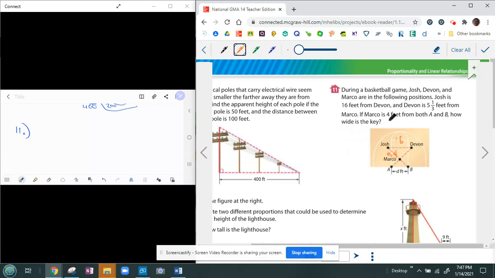All right. If Marco is 4 feet from both A and B, how wide is the key? So that's this distance here. I'm not sure if you know what a key is, but we're looking for D. I like to start with that and put D, and what it corresponds with is 16. And since we went from smaller triangle to bigger triangle, we'll go smaller triangle of 4, and that corresponds with the 5 1/3. Okay, and when we cross multiply, there we get 12 feet as the width of the key.